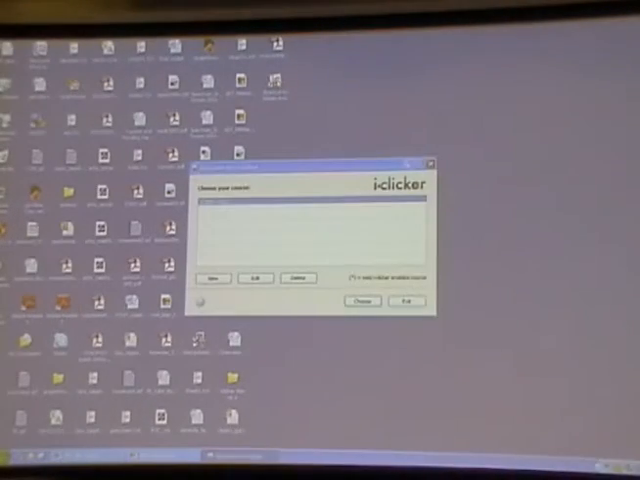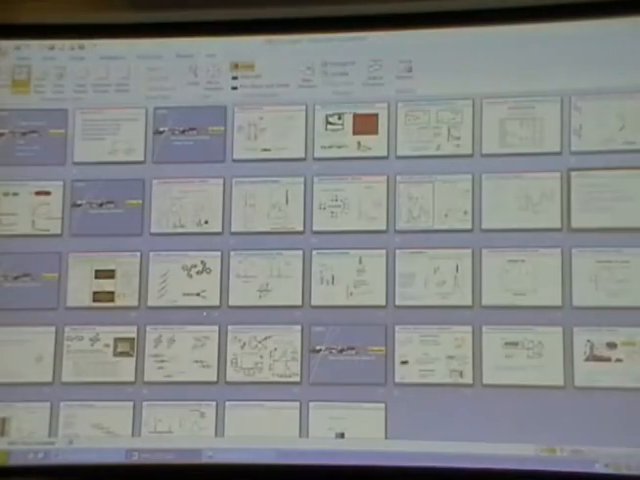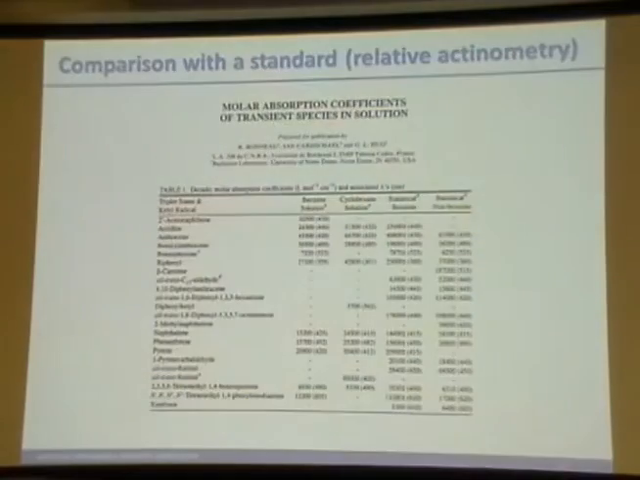Sorry, let me start this and then I'll put it back up. Okay, so the bleach signal corresponds to. Oh, so this is why I probably should have looked at my slides, expecting to give it tomorrow. None of these answers are right. So it's a good question, but it's a bunch of answers from the previous talk. So if you already answered them, I don't know what you could answer. So we'll go back to the slide. Sorry about that.